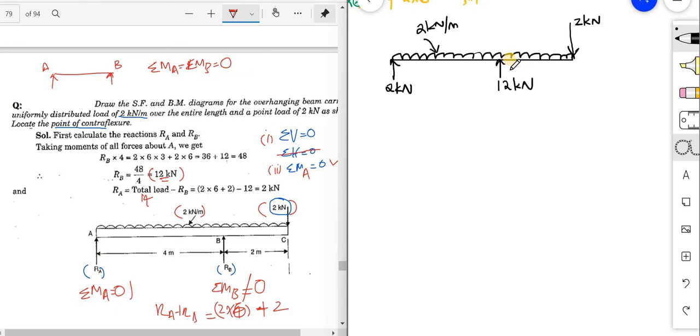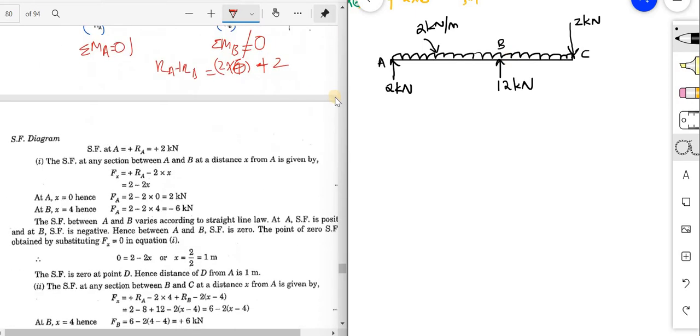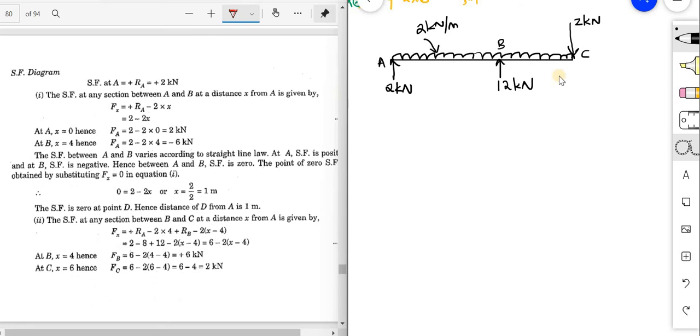Okay, so I have drawn the final loading diagram. This is the loading diagram we are having, and I am just marking the points A, B and C. I have got all the loads. Now I am starting to draw the shear force diagram. First I found out the reactions, and now I am going to find the shear force diagram. Here you can see I am taking the direction from one side, starting from one direction, it will be easier.